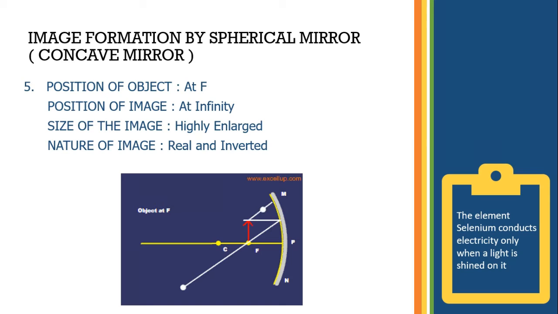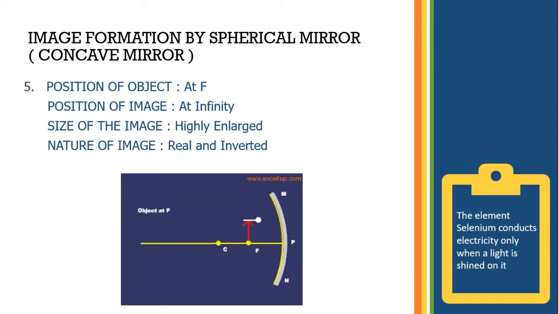Now the nature of the image here also will be real and inverted, and you can see the lines of the image, they are going parallel. That's why they will not be able to meet in the future. So we can just imagine that sometime they will meet. Okay, that's why the position of the image is infinity, because they will never meet, because they are parallel.